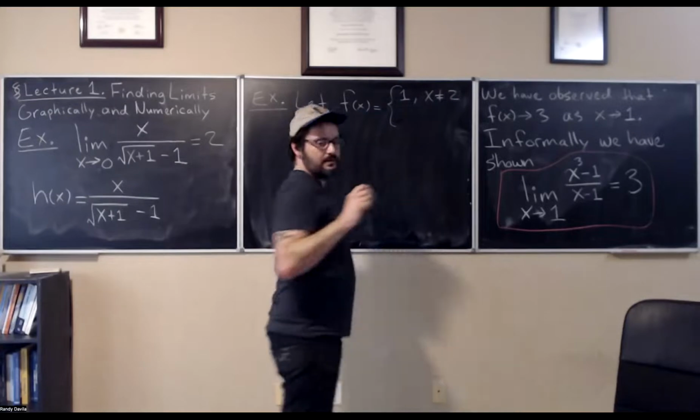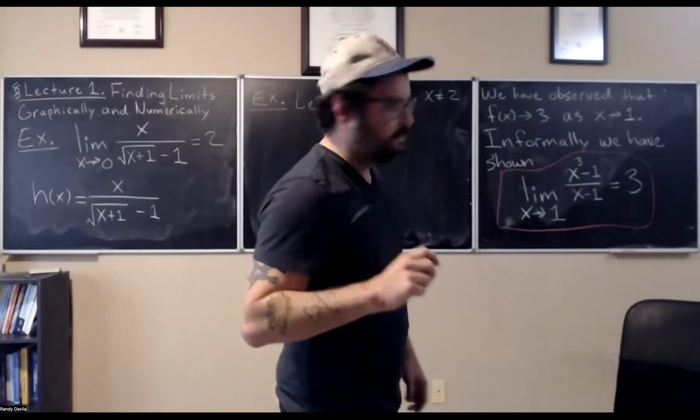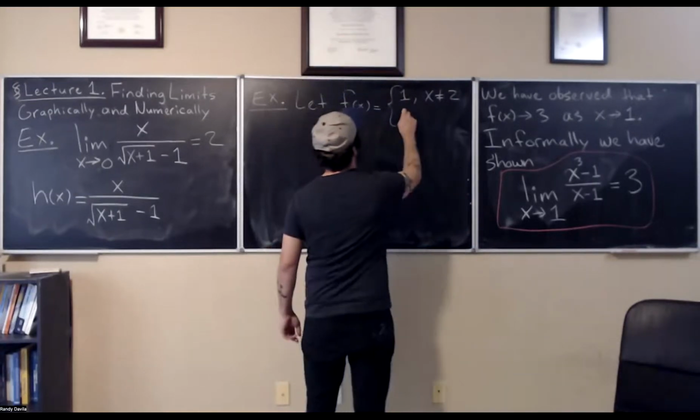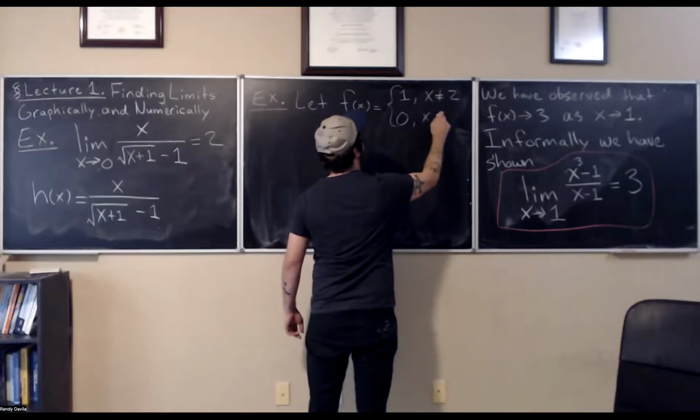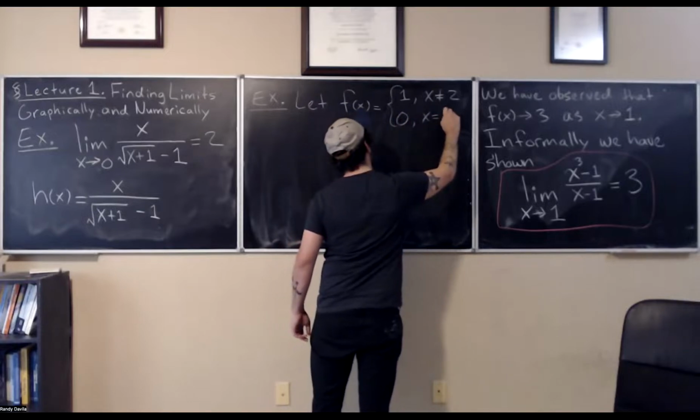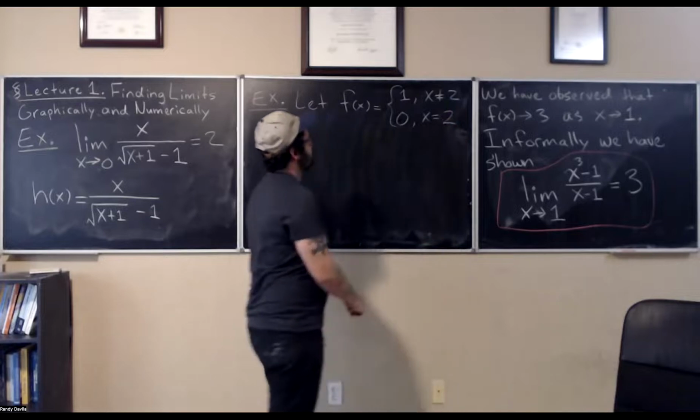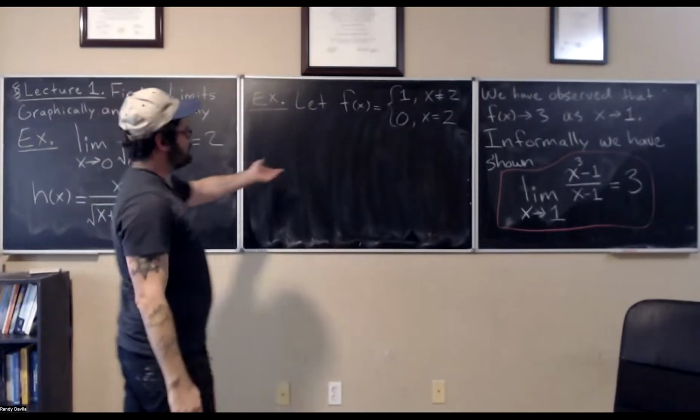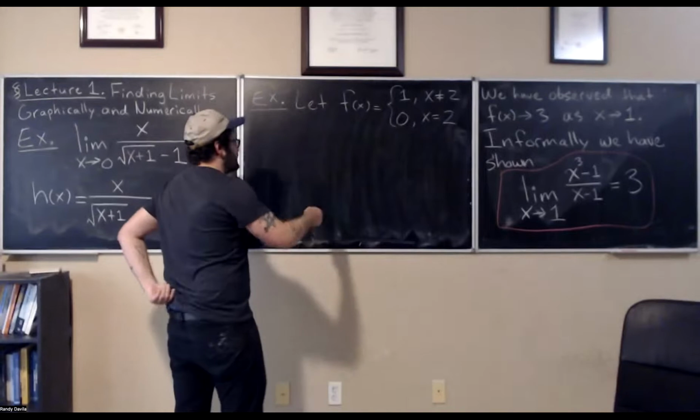So let's say f of x is equal to 1 if x is not equal to 2, and 0 if x is equal to 2. Now this is a really easy function to plot. So I don't even need Julia to do this.